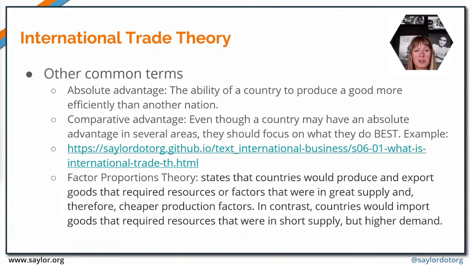And then the factor proportions theory relates to that a little bit. It says that countries would produce and export goods that require resources that are in great supply, which means you're probably able to produce them a little less expensively. The other side of this theory is that countries would then import goods that require resources that are in short supply. As I said, there are entire classes and even programs on international trade theory, but these are just a few examples definitely worth thinking about in the context of strategy development.